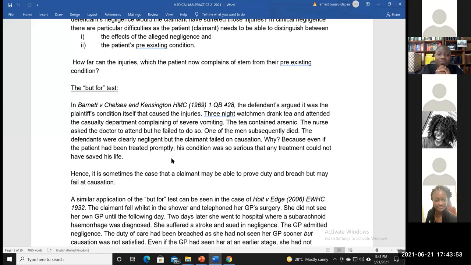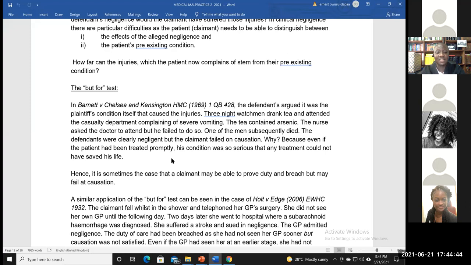No, because the evidence indicated that even if the patient had been treated promptly, the condition of the patient, because it was arsenic poisoning, was so serious that no treatment could have saved the patient's life. So even if the doctor had attended to the patient, because of how serious the condition was, it was still not going to make any difference. And for that matter, causation could not properly have been established.